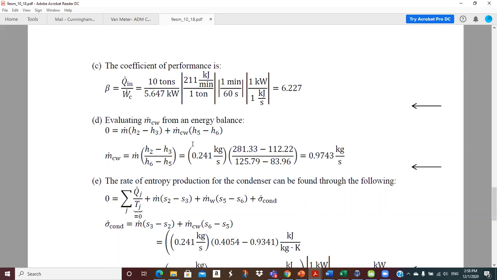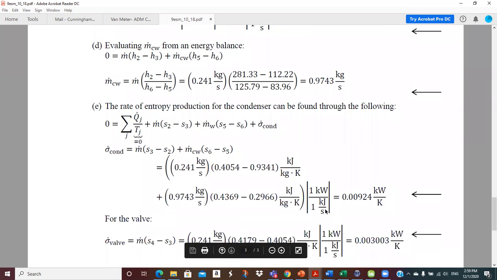But we know the enthalpies. And so solving for the mass flow rate of cooling water, we take this one to the other side so that we get H6 minus H5, and then divide through by it. So we get the mass flow rate of the cooling water as the mass flow rate of refrigerant times the quantity H2 minus H3 divided by H6 minus H5. Plugging in the numbers, we get 0.9743 kilograms per second.